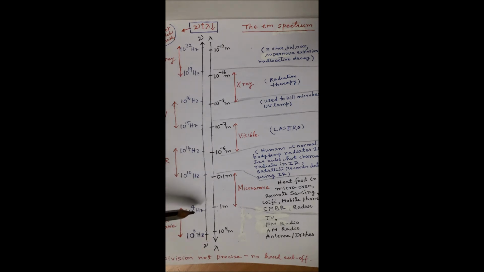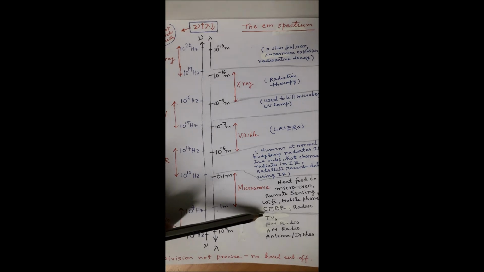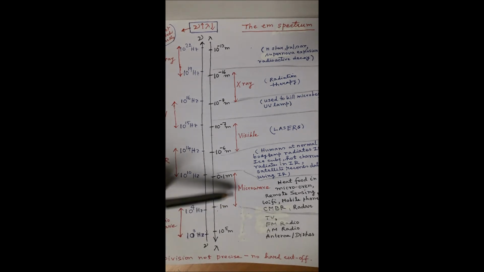The electromagnetic spectrum is fairly long range, and we will be concerned with the visible portion only. So this is the portion we will be concerned with, but to get a rough idea, we have shown the electromagnetic spectrum. This region is the radio wave, in which our TV, FM radio, AM radio, antenna, and discs operate. This portion is the microwave region, where we heat food in a microwave oven.